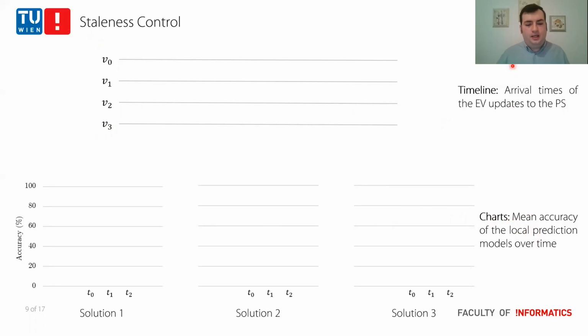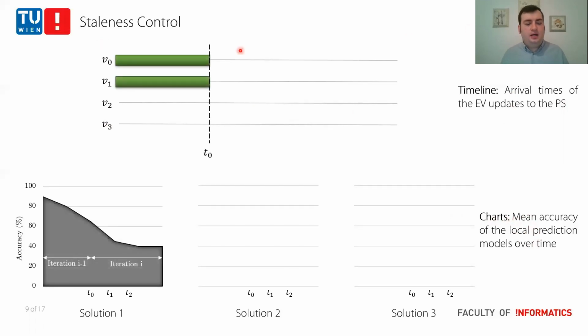So in the beginning, each edge node has a model, but this static model, if it is not updated, its accuracy will drop over time. This is because the model is static, but the environment is dynamic or non-stationary. So let's assume that at time t0, we have only updates from vehicle 0 and vehicle 1, where the updates from 2 other vehicles are delayed for some reason.